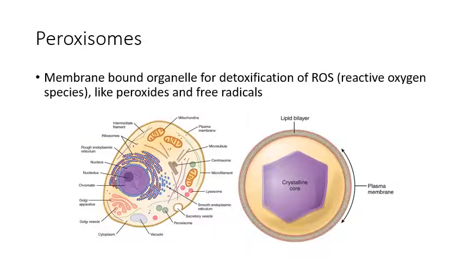All right, another organelle here, peroxisomes. So peroxisomes are basically little detoxifying organelles. They help you detoxify reactive oxygen species like peroxides. So some of your cells generate hydrogen peroxide as a byproduct of certain chemical reactions. Peroxisomes are responsible for breaking that down into something less toxic.